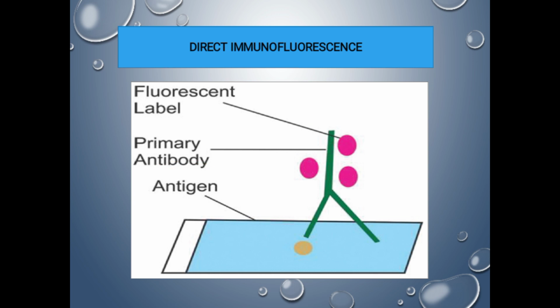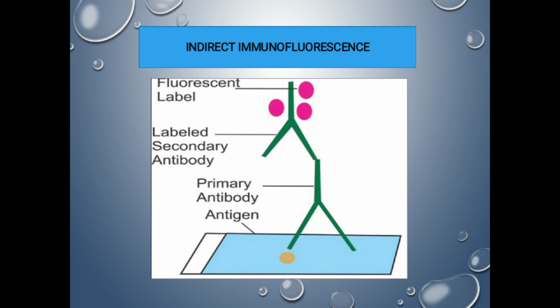This happens with the fluorescent-labeled primary antibody and then the antigen. This has been shown to you. Then the indirect method labels the secondary antibody and the primary antibody, and then you check through that.